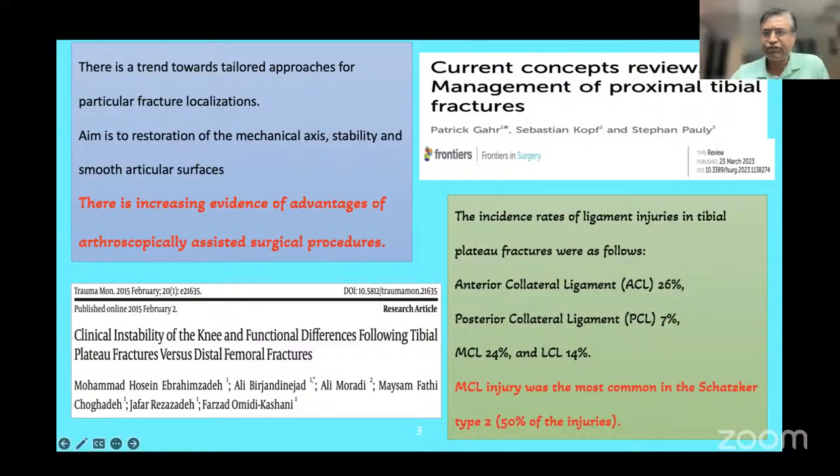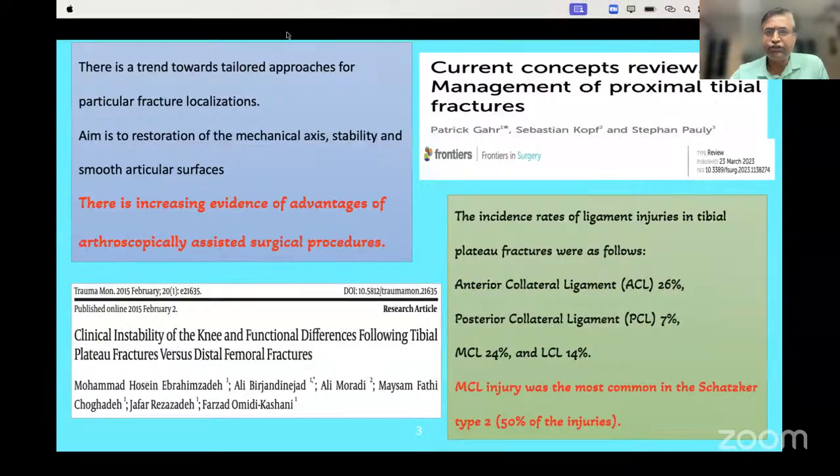They have also shown that there is a significant amount of these injuries. You can see that there is significant incidence of collateral and cruciate ligament injuries associated with proximal tibia fractures.